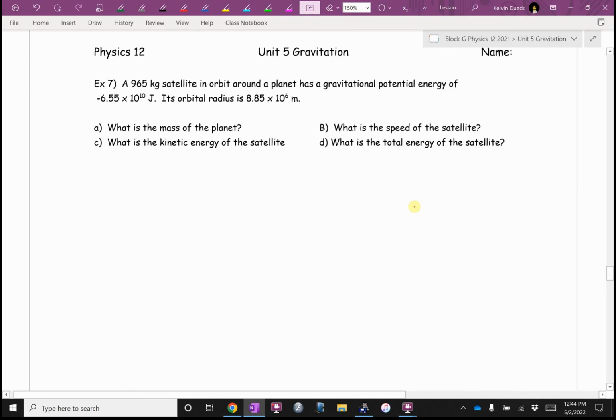Alrighty. Example 7. A satellite in orbit. Okay, the fact that I see that word, if I need to, I can say gravity is what's pulling me in a circle. Has a gravitational potential energy of negative 6.55 times 10 to the 10th joules. Oh, okay. Its orbital radius is 8.85 times 10 to the 6th. Is that a radius or an altitude? How do you know? You're right, because it says orbital radius. So will I need to add 6.38 times 10 to the 6th to that? No. That's already, they did that for me. All right.